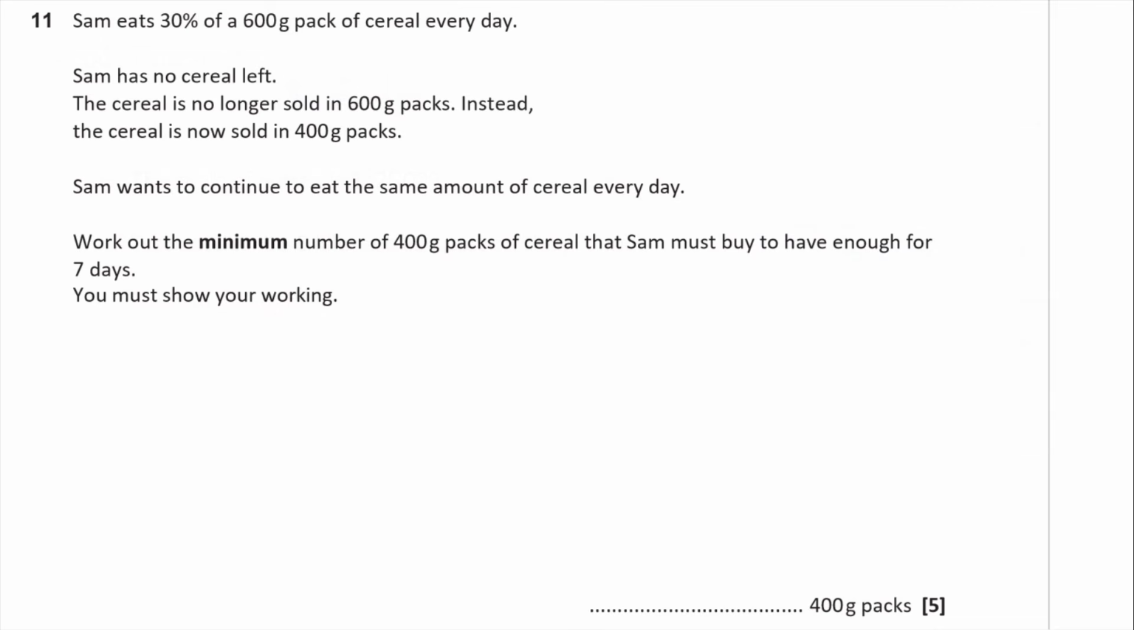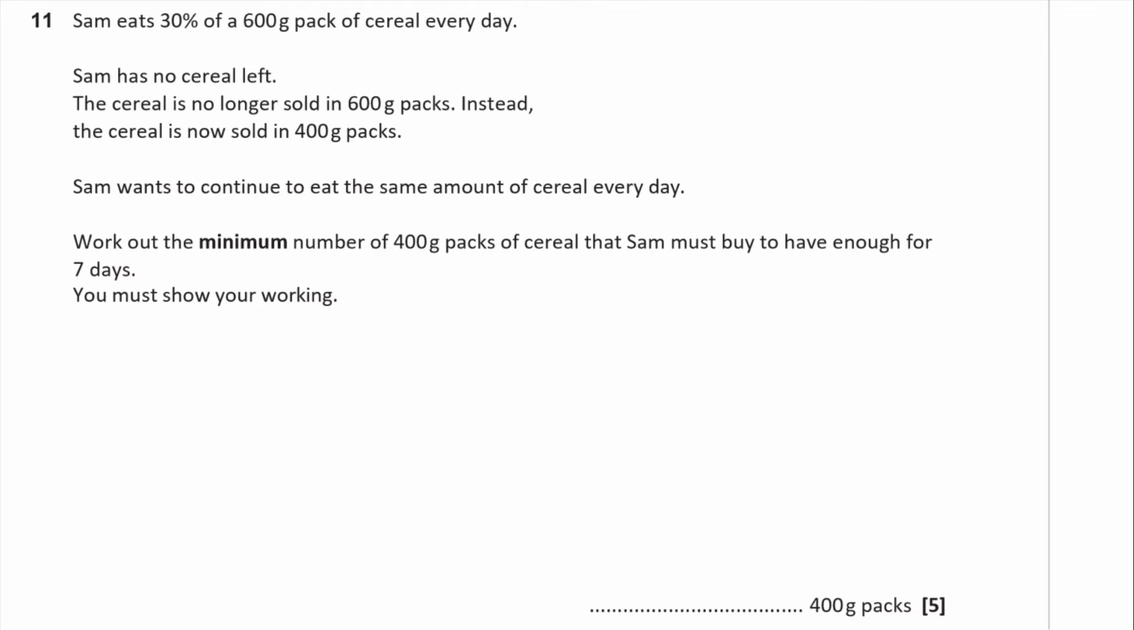Question 11. Sam eats 30% of a 600 gram pack of cereal every day. Sam has no cereal left. The cereal is no longer sold in packs of 600 grams. Instead, the cereal is now sold in 400 gram packs. Sam wants to continue to eat the same amount of cereal every day. Work out the minimum number of 400 gram packs of cereal that Sam must buy to have enough for 7 days. You must show your working.